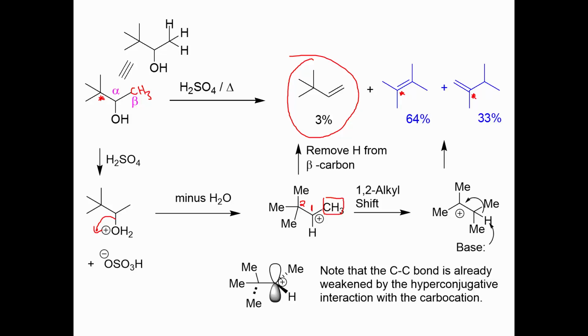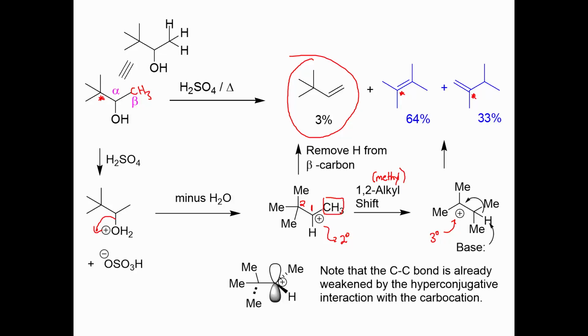Okay, so here we're going to have a 1,2 alkyl shift, and more specifically a 1,2 methyl shift, since the alkyl group that happens to be shifting is a methyl group. And what you see here is that our carbocation goes from being secondary to tertiary like we saw before. And this is a very favorable process. Remember carbocation stability. Tertiary carbocations are much more stable than secondary carbocations.